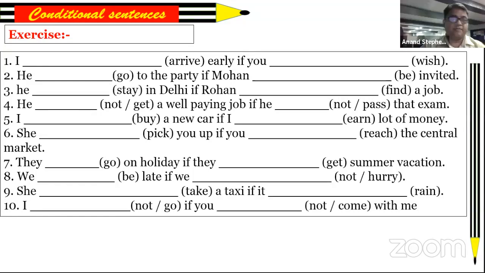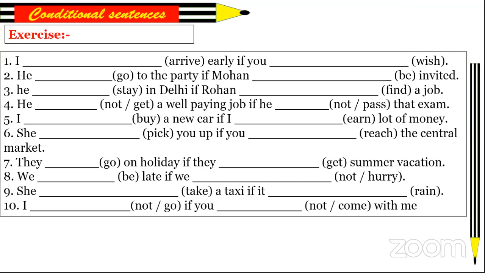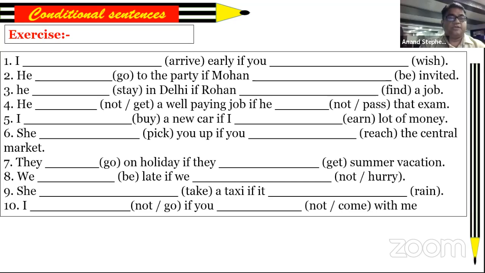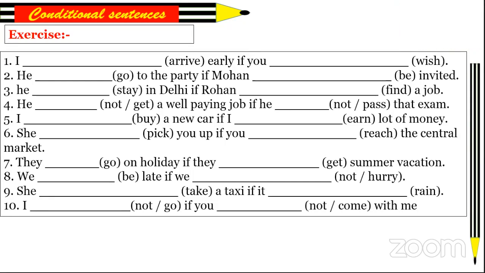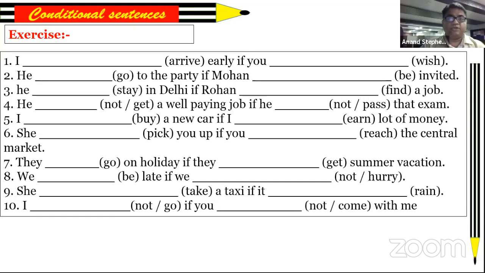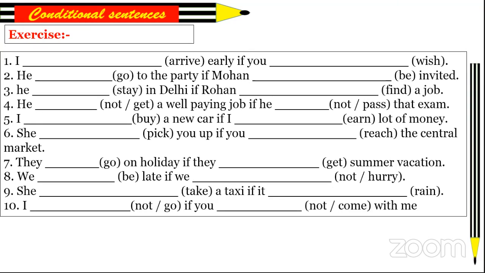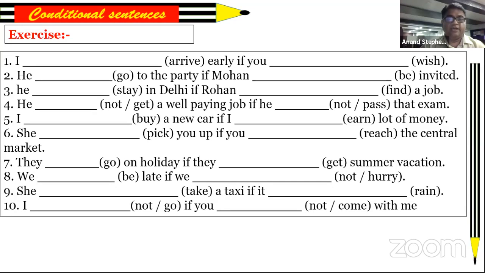Will should come. I will buy a new car. I will buy a new car if I earn a lot of money. Sixth, she will pick you up if you reach the central market. If you reach the central market. Okay. They will go on holiday if they get summer vacation. Excellent. Right.